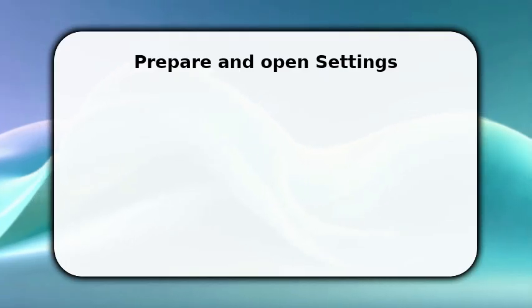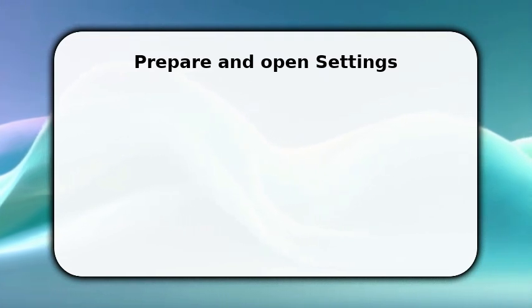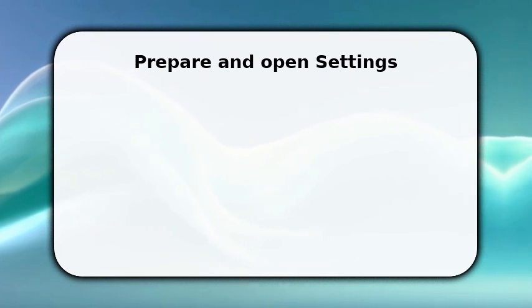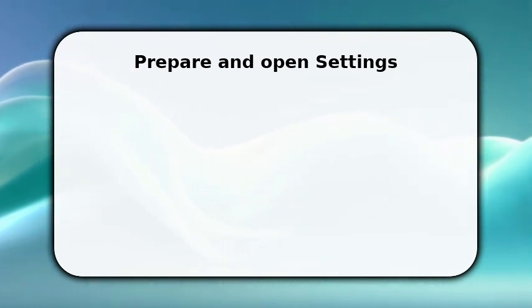You start by making sure the phone has enough power and is unlocked. This prevents interruptions. Open Settings now, tap the gear icon from the drawer or swipe down and use the shortcut.